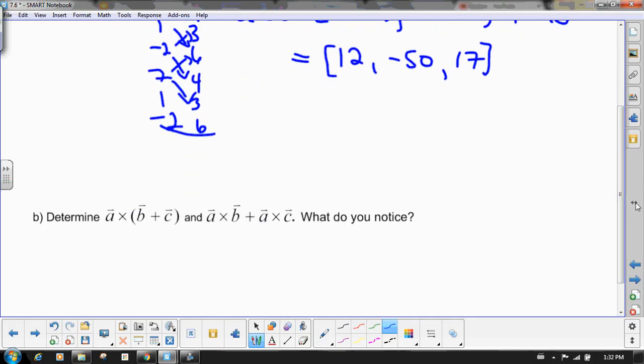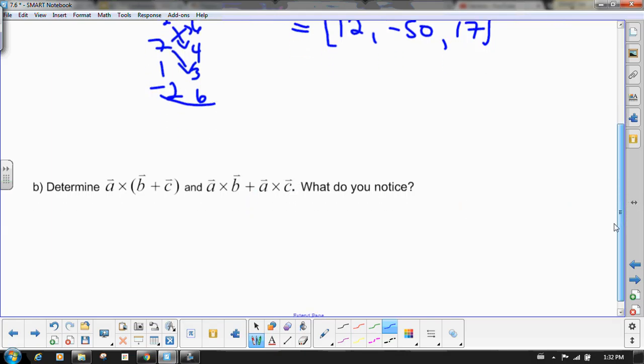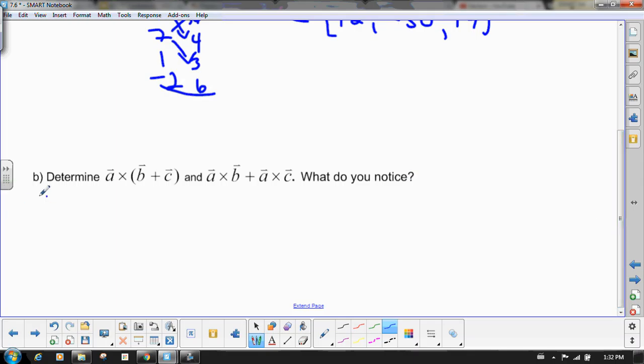Okay. Now down here, determine A cross B plus C and A cross B plus A cross C. What do you notice? Okay, so first of all, when I look at these equations right now, it looks like I've distributed the A cross B into the bracket. And that is basically that property that I'm going to prove that you're allowed to do. Okay, so this first one right here, A cross B plus C, where I do the B plus C first. So 7, 1, negative 2, cross B plus C.